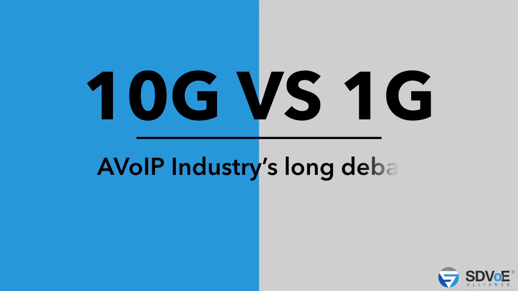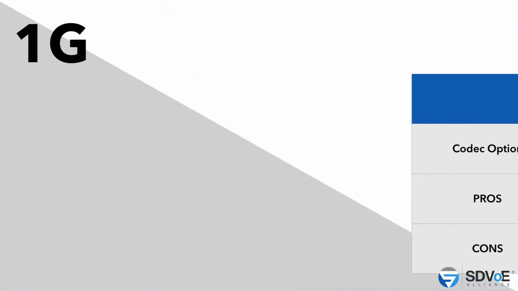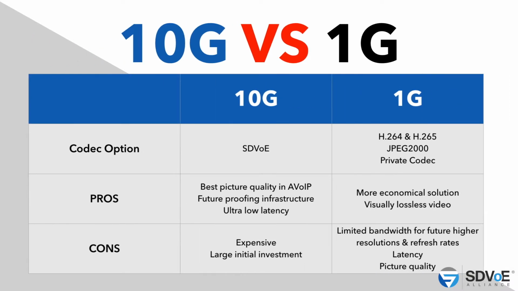So 10G and 1G. Since SDVoE's 10G solution was introduced in 2014, it's been a long debate between 1G solutions and 10G solutions in the industry. So I made a quick chart to compare the pros and cons of each solution. First, looking at the 10G side of it, as a standard codec option, we have SDVoE utilizing 10G network.